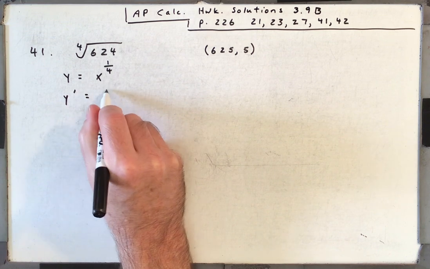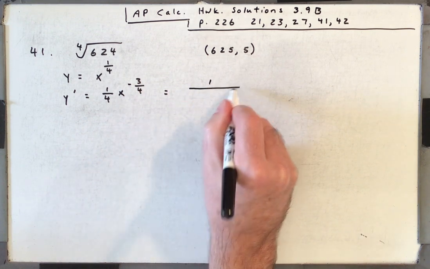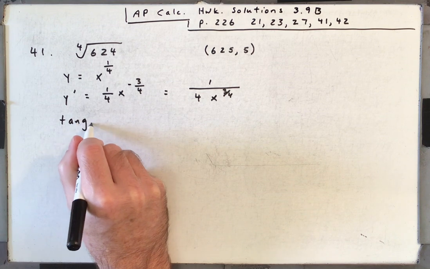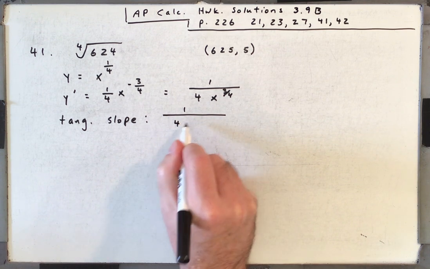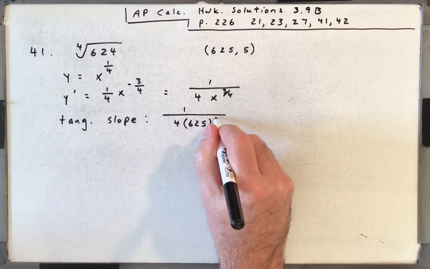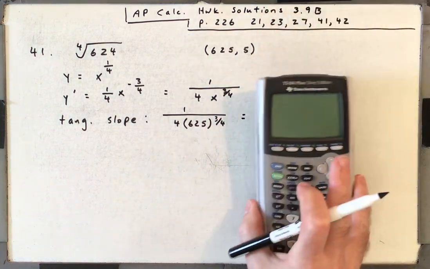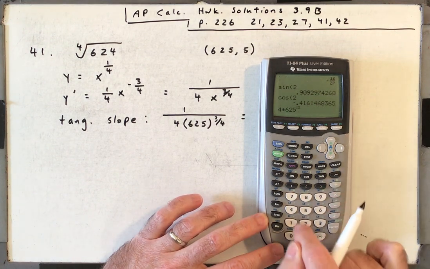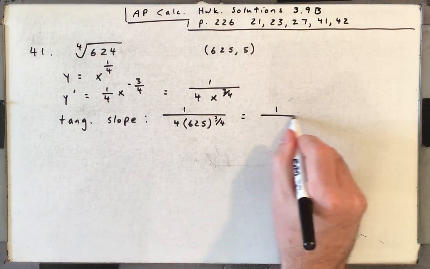So we'll get y prime is 1/4 x to the minus 3/4. That's the same as 1/4 x to the 3/4. So our tangent slope is 1/4 times 625. You're not plugging in 624 yet. You're plugging in the point nearby to the 3/4 power. So let's go ahead and get that. 4 times 625 raised to the 3/4, so 0.75. So that's 500. So our slope is 1/500.